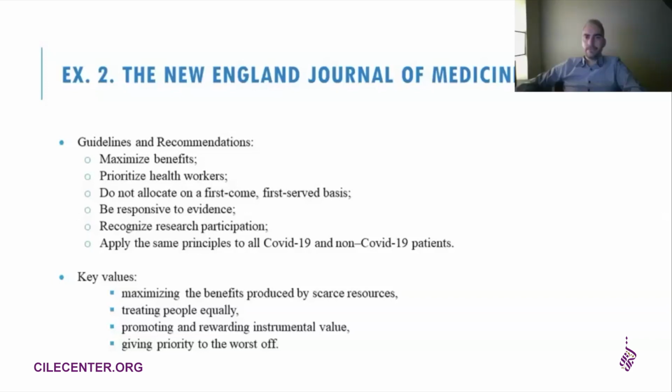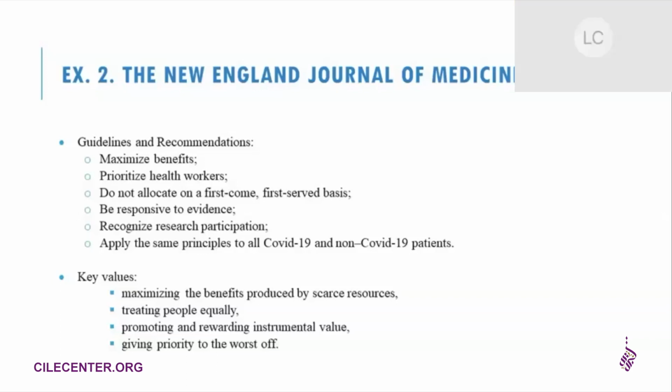Okay, good point. So do you notice that number one in the recommendation is maximizing benefits, and number one in the values is maximizing the benefits? So what do you see in this point? Assalamu alaikum. Both of these systems are maybe implicitly the British one and explicitly this New England Journal. They're utilitarian in their focus. You know, the utilitarianism and its logic are informing its decisions.